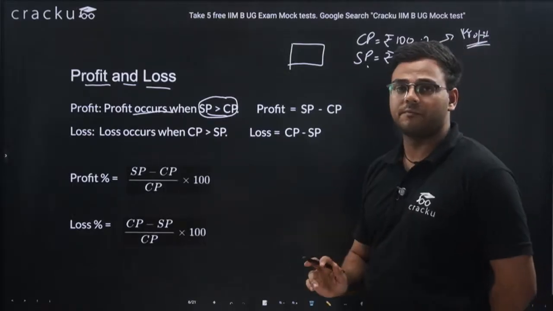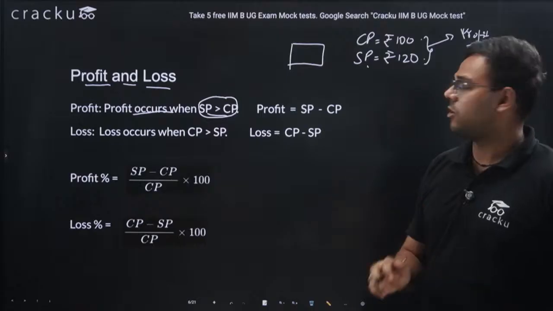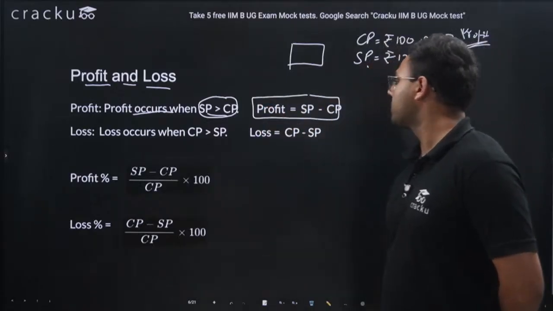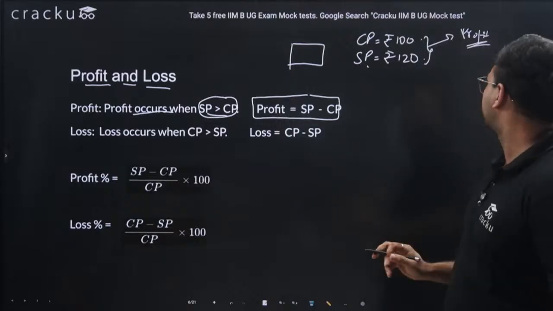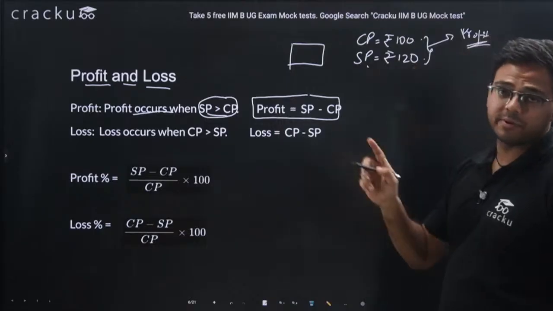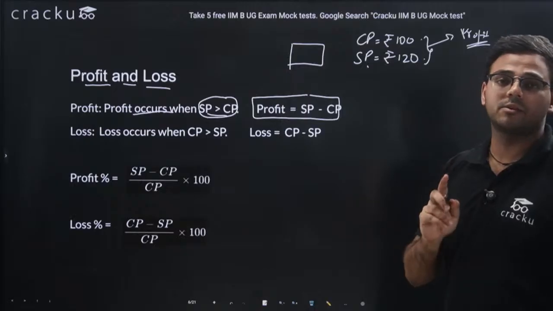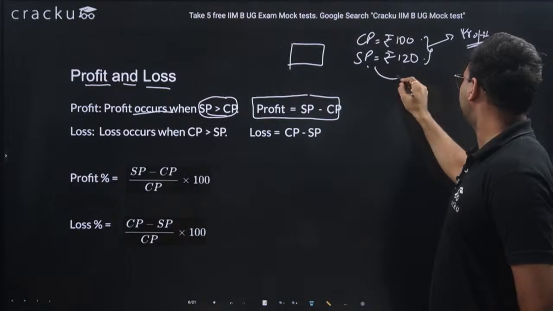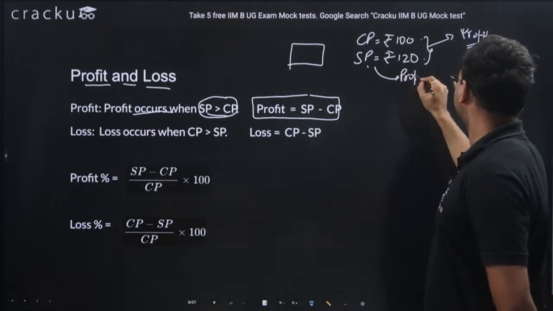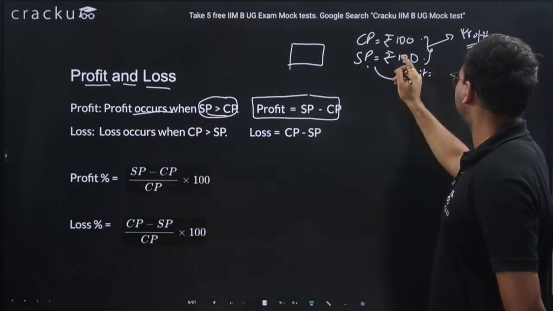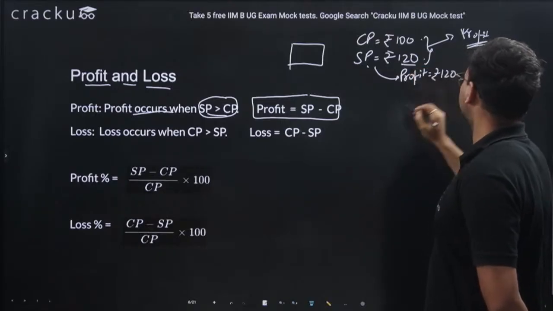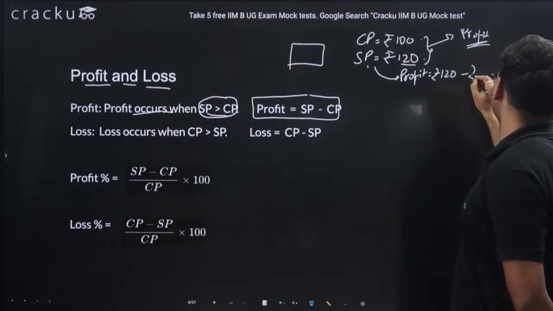And the formula for the profit amount is profit equals SP minus CP, which is selling price minus cost price. So in this case, when the cost price of the item was rupees 100 and the selling price was rupees 120, the profit here will be selling price, rupees 120, minus cost price, rupees 100.